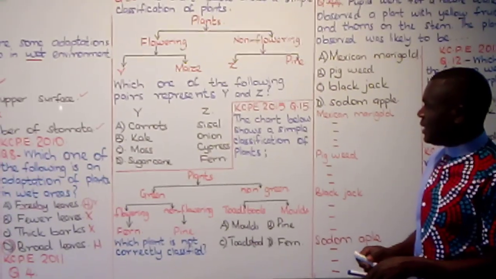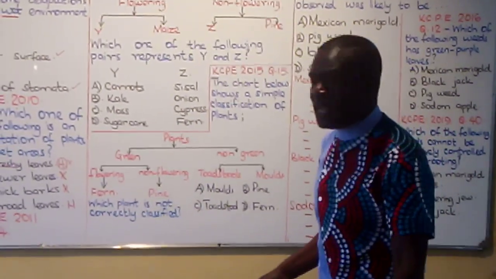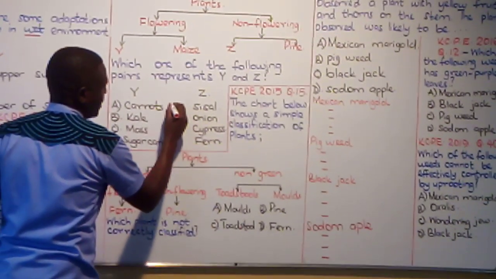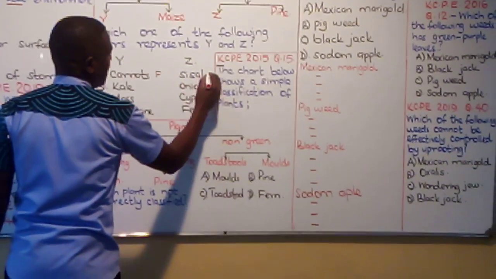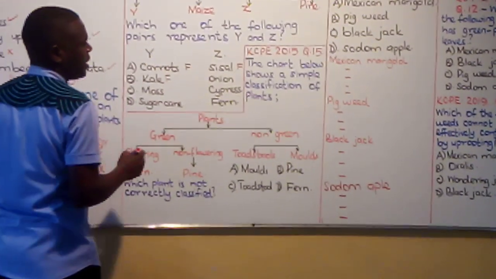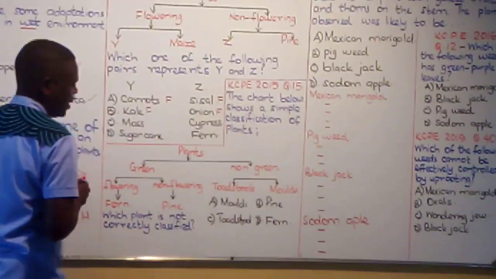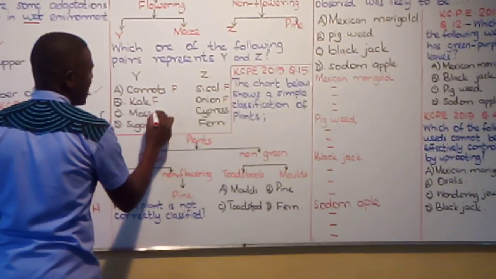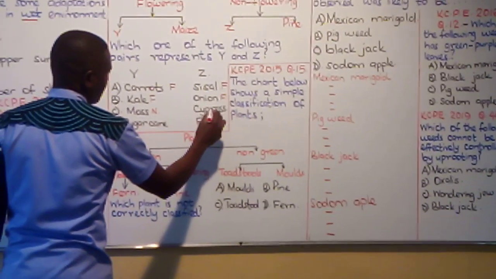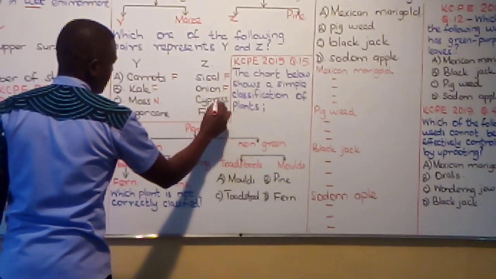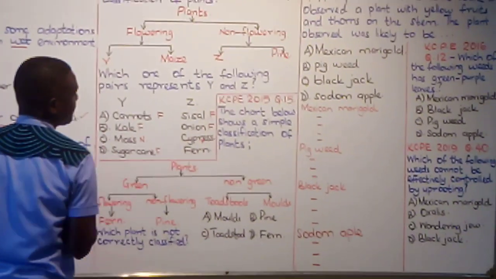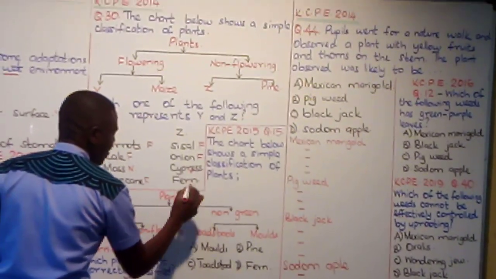What is the right answer, boys and girls? Let's analyze the questions. Carrots are flowering, F. Sisal is flowering, F. Kales is flowering, F. Onions, flowering, F. Moss is non-flowering, N. And cypress are flowering. So we come to sugarcane. Sugarcane is flowering. Fan is non-flowering.